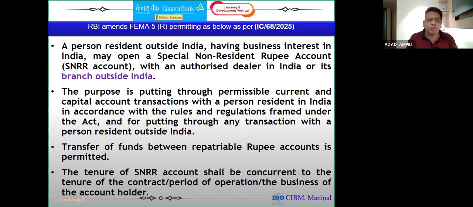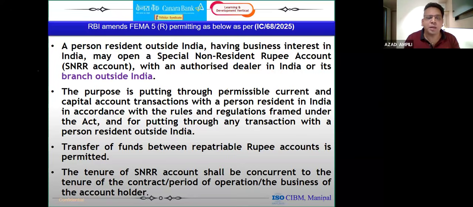And one more point they have told: transfer of funds between repatriable rupee accounts is permitted. Transfer of funds between repatriable accounts means, I have one account in India and I have an account with some other Canara Bank, London or Canara Bank US. I opened an INR account. From these two accounts also I can transfer funds. That is what transfer of funds between repatriable accounts is permitted. That is also a repatriable account. This is also a repatriable account. They can transfer the funds.